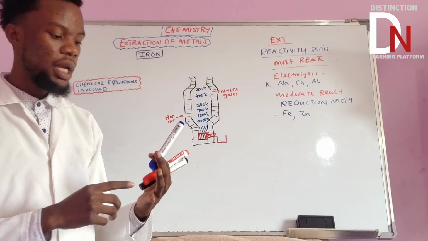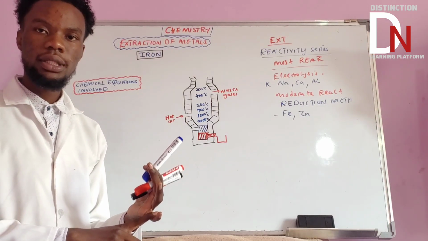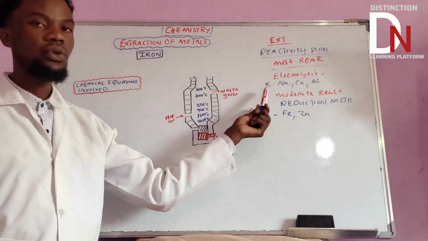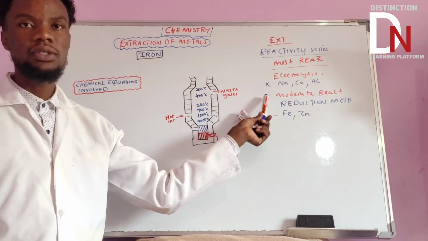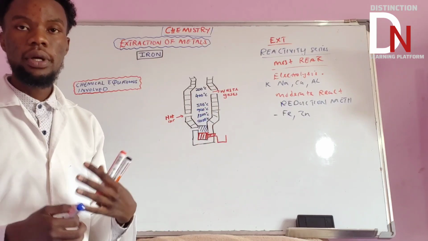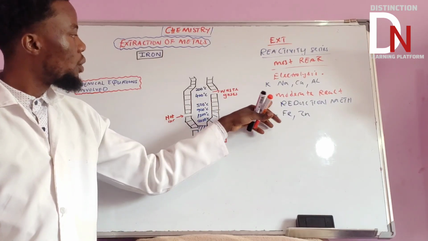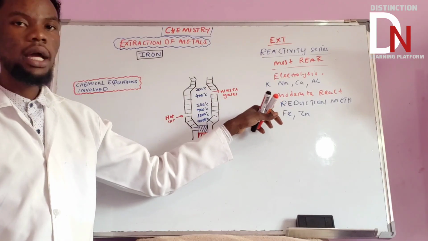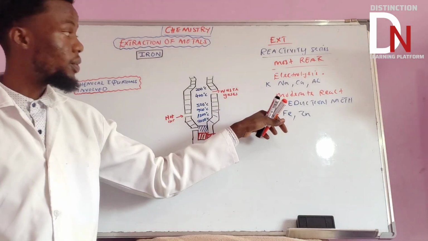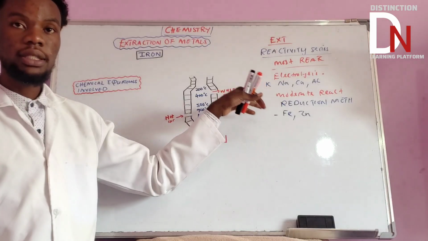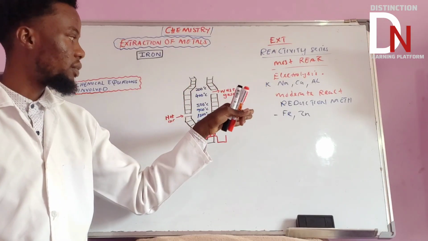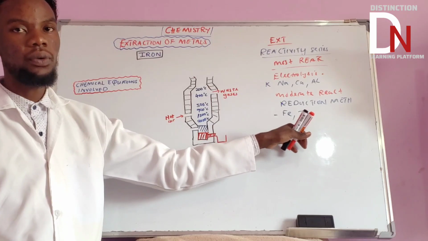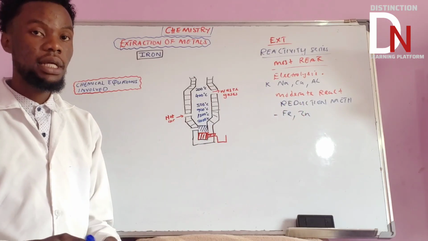If the metal is most reactive, what are you going to use? Electrolysis. Basically, you are using electricity in order to extract that metal. Then what is the other method, which we call the reduction method? Why are you using the reduction method? It is because the metal that you are extracting is moderate reactive, like iron and zinc. There are also other important metals.